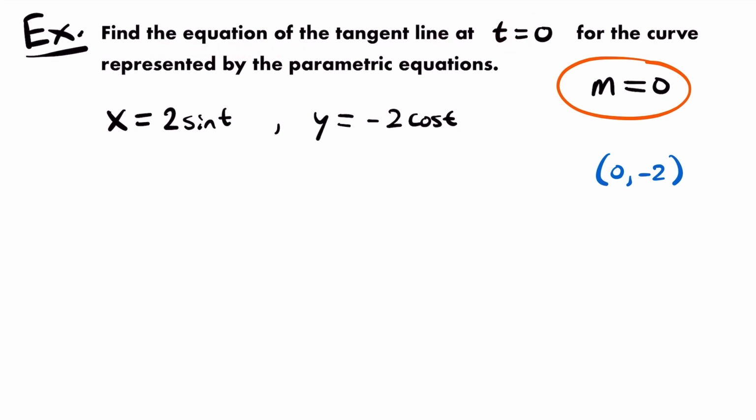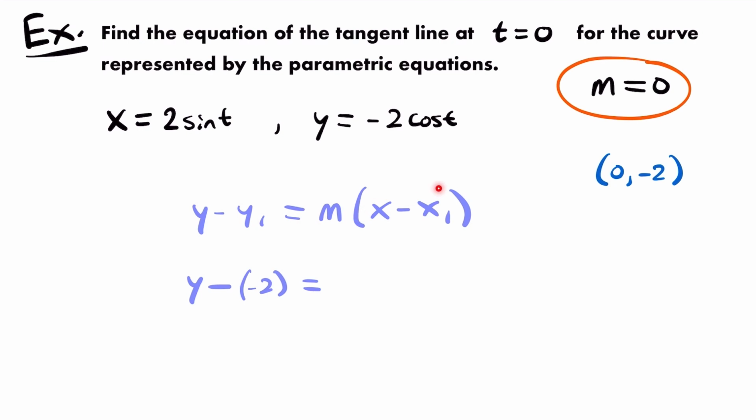All right, and so now if we use the point-slope formula, which needs the point and the slope, we'll have y minus y1 is equal to the slope m times x minus x1. Now x1 corresponds to the x-coordinate, and y1 corresponds to the y-coordinate of that point that you found for that value of t. So we'll have y minus negative 2 is equal to the slope, which is 0. So we'll have 0 times x minus x1, which is 0.